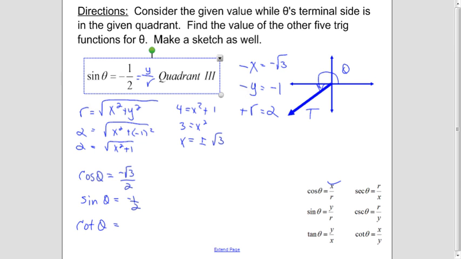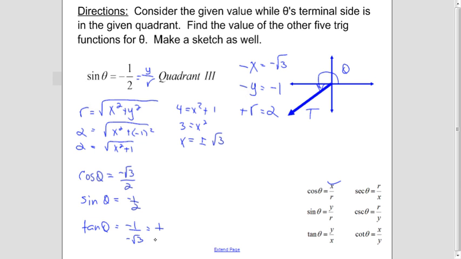Excuse me. Oh, big mistake there. Try and stay in order. You can do them in any order you want technically, but it's very easy on your teacher's eyes to be able to write these tables out in a familiar way that they're expecting, and I expect to see cosine, sine, tangent. Okay, so we have tangent is y over x, so I'm going to get negative 1 over negative root 3, which is equal to 1 over root 3.